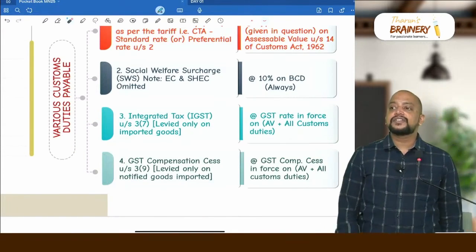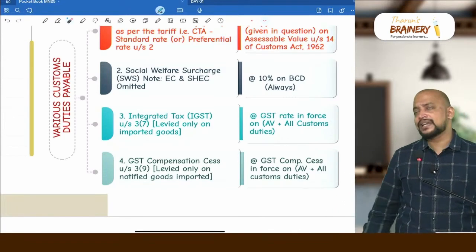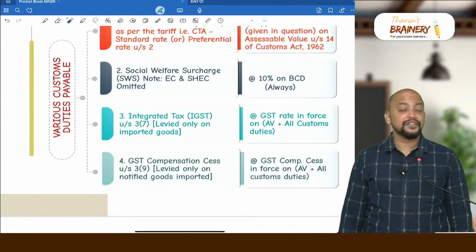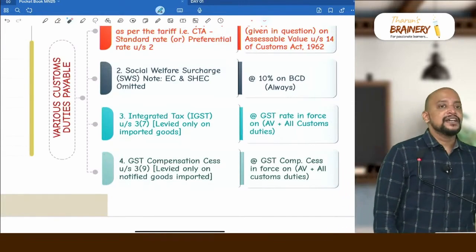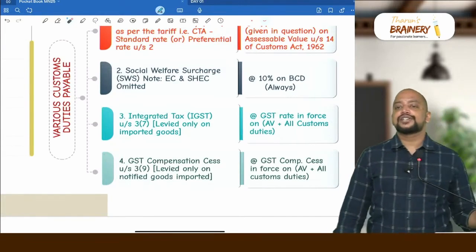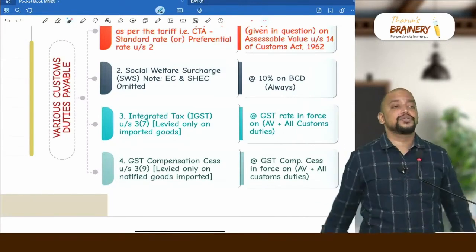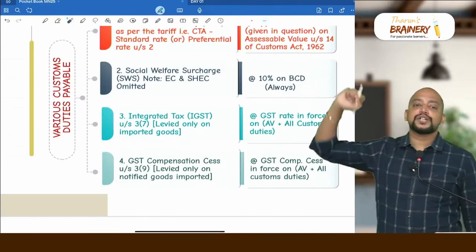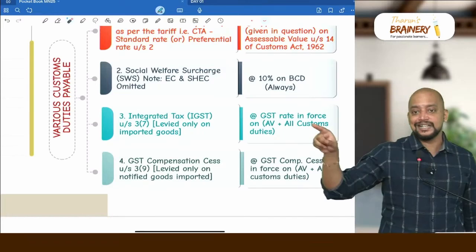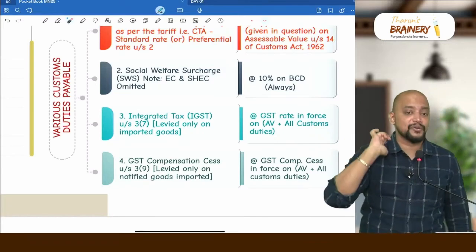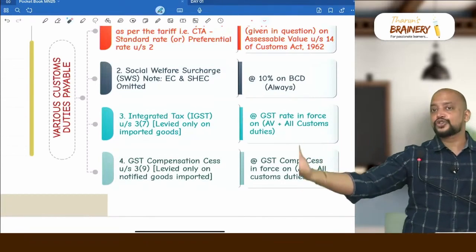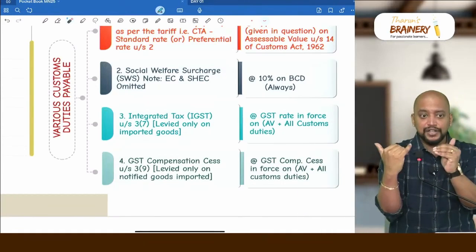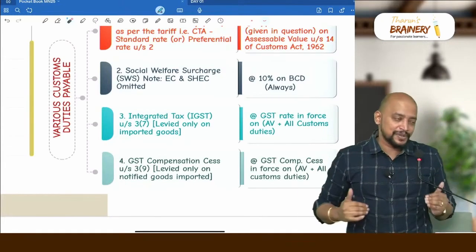And IGST will be at the rate notified, maybe 18%, 12%, etc. And compensation is also at the rate notified, but on what it should be computed. Remember, while computing IGST and GST compensations, all customs duties we need to include because of section 15(2)(a). Section 15 subsection 2 clause A of CGST Act says that all taxes, duties and cess by whatever name called other than GST should be included in the value. Due to that reason, we add everything and finally we need to compute IGST and GST compensation cess.